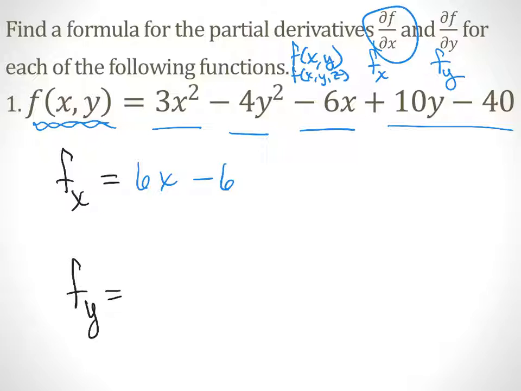Now the partial derivative with respect to y. This first term has no y in it, so its derivative is 0. The next term, minus 4y squared, has a y. Its derivative with respect to y is negative 8y. The next term, 6x, no y, so its derivative is 0 because that is considered a constant. Plus 10y has a y. Derivative is plus 10. Minus 40 is a number regardless of what you're taking the derivative with respect to, so its derivative is 0. And then you're done.